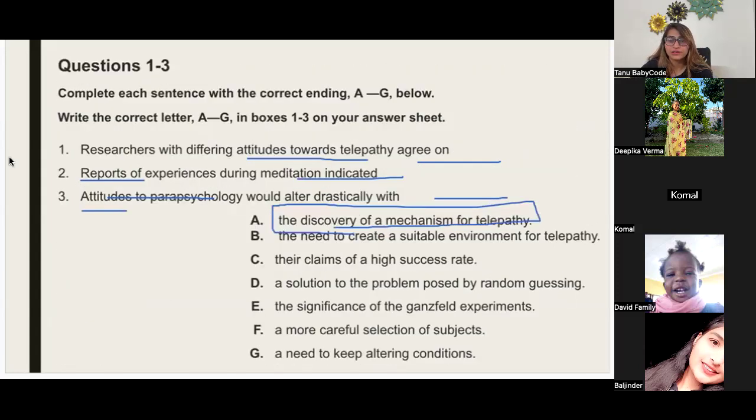Anyone, any doubt till here in this part? Please let me know. Yes, everyone? Clear?